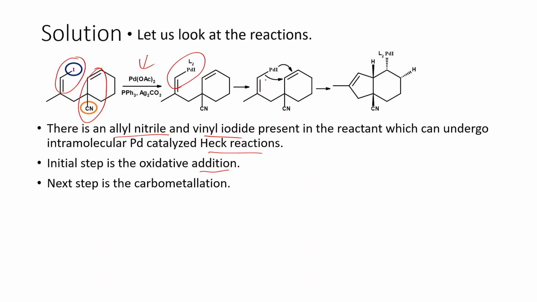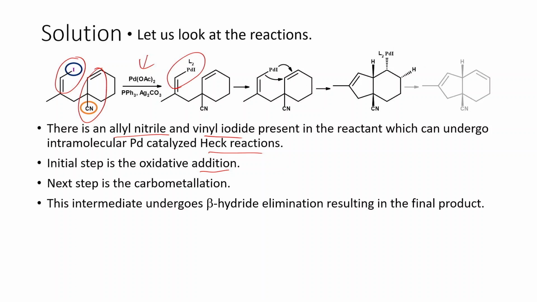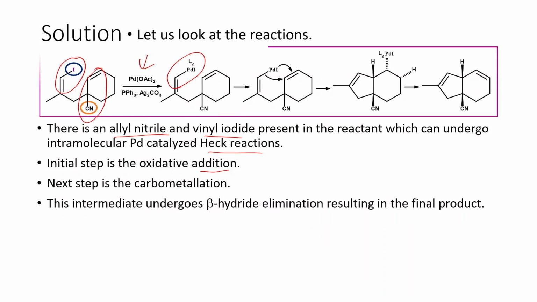Then we have that palladium iodide that is formed, and this undergoes the carbometallation reaction. In other words, the cyclization actually takes place, and we end up with a bicyclic system. Once the bicyclic system is formed, we already know the next step is the beta hydride elimination. The beta hydride elimination leads to the formation of the double bond here. So this is how the whole process actually takes place.